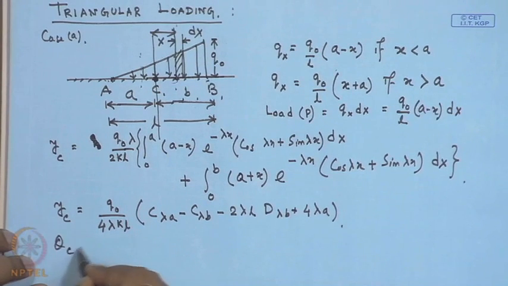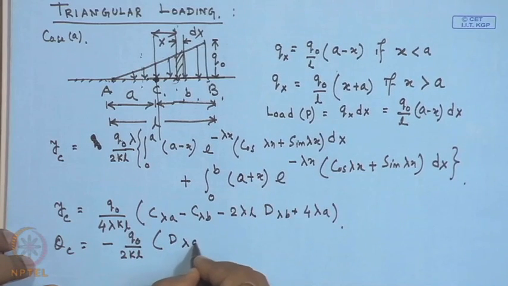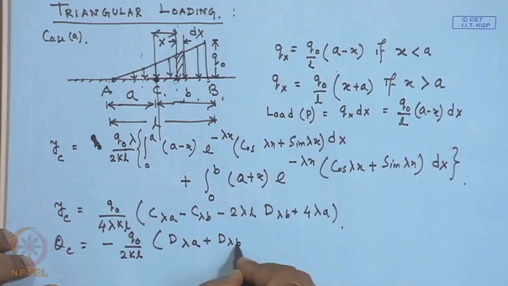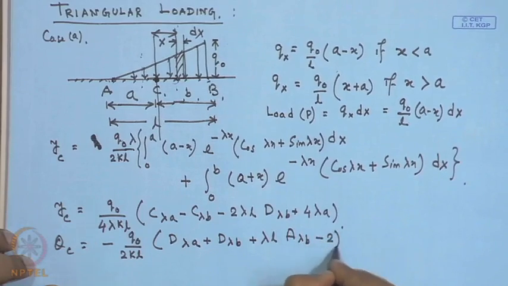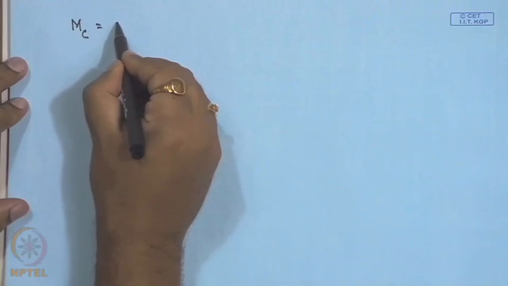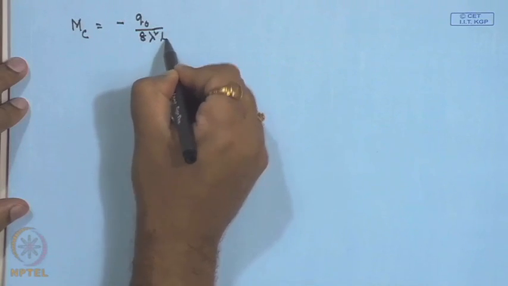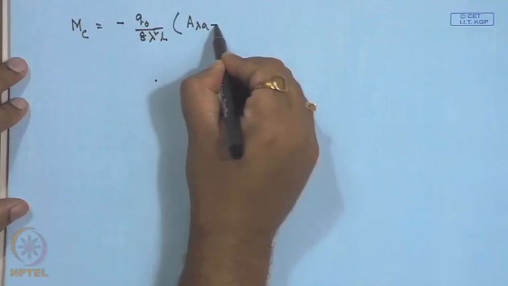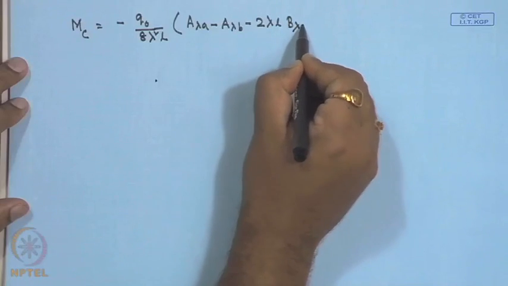Similarly, the slope theta c will be minus q 0 into 2 divided by 2 k l into d lambda a plus d lambda b plus lambda l a lambda b minus 2. Similarly, the expression of the m at the c point will be q 0 divided by 8 lambda square, a lambda a minus a lambda b minus 2 lambda l b lambda b.